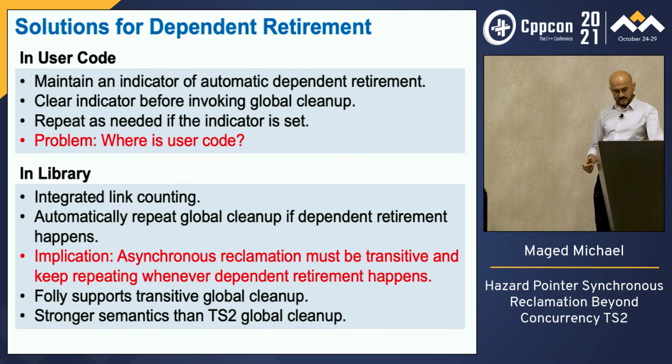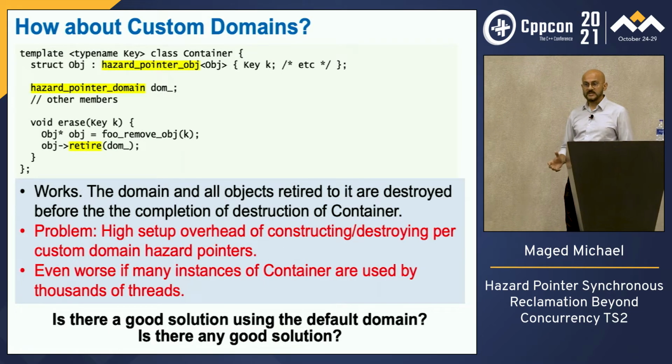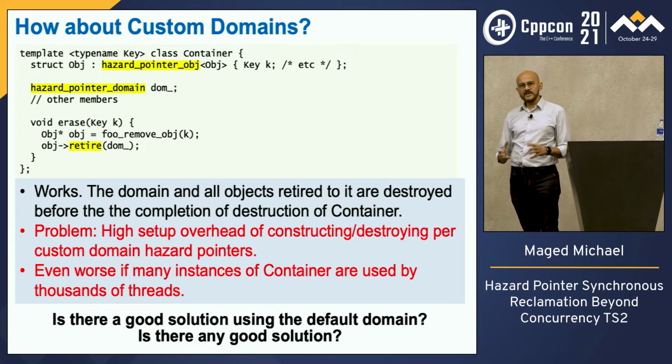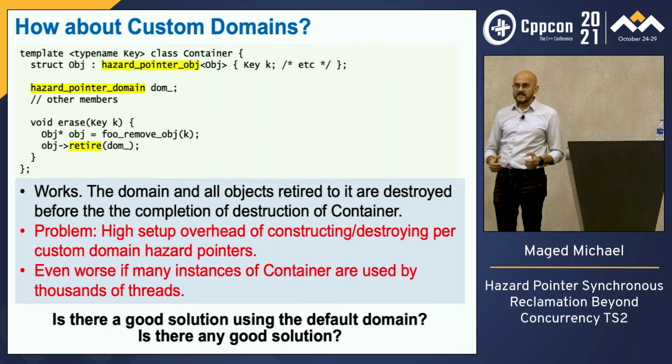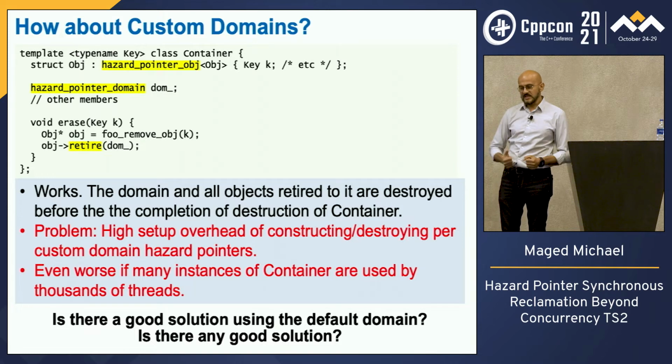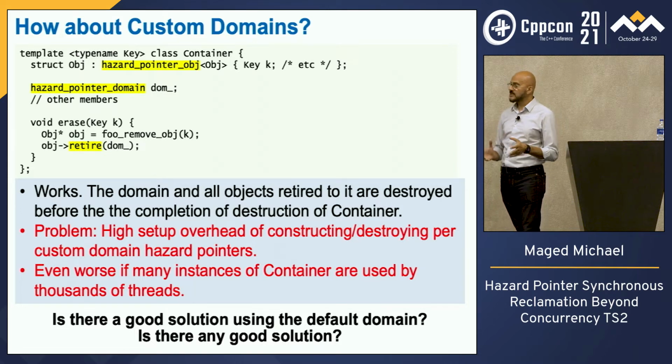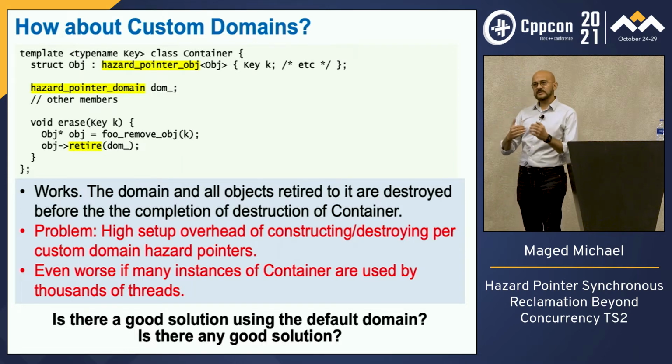So let's look at another option. Because the global domain is so big, with tens of thousands of hazard pointers, why don't we use custom domains? That might work. Here's a code example of using that. We're saying every container will have its own domain, and when we retire the object, we just retire it to that domain.